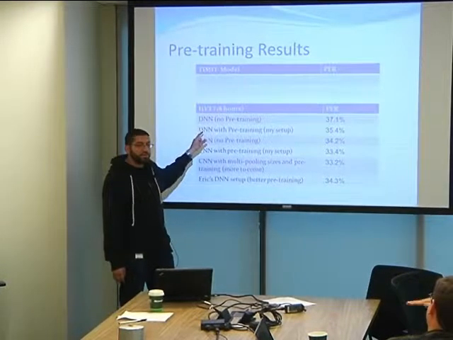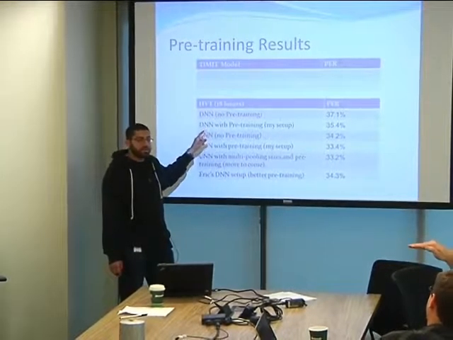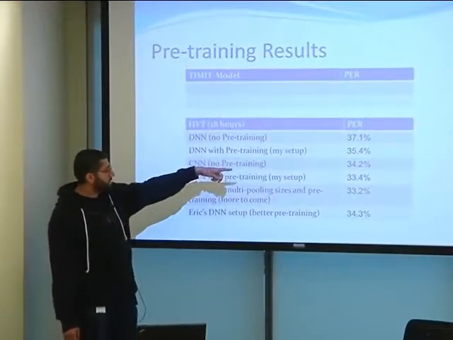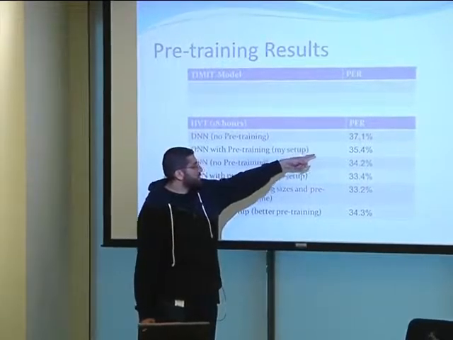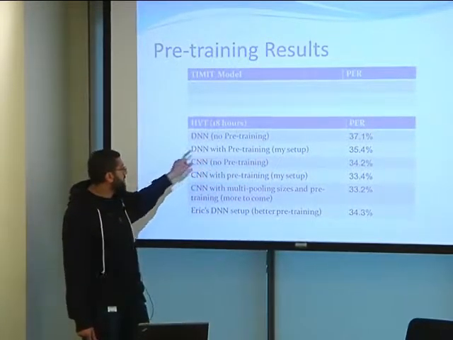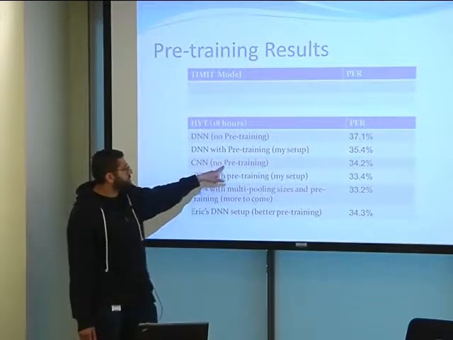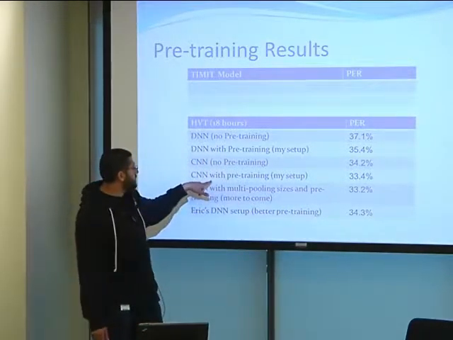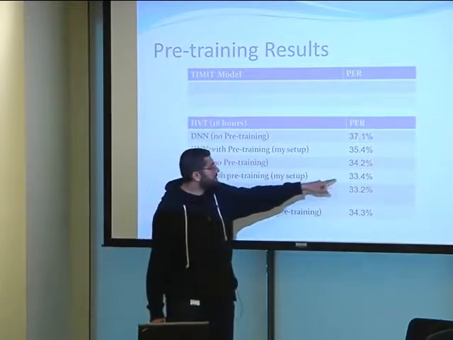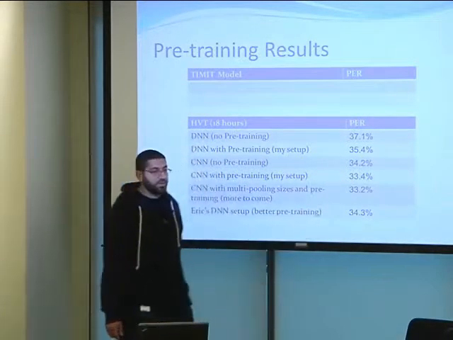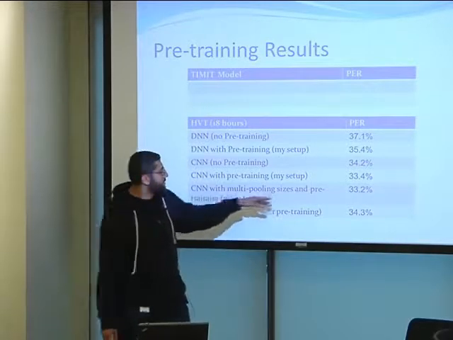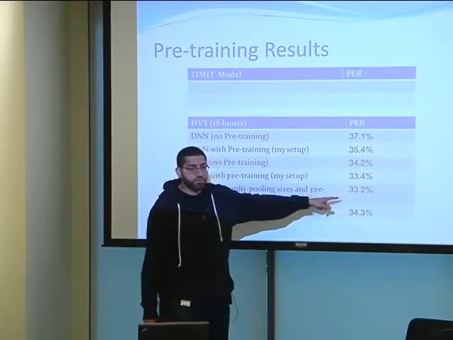Yeah, random. No, random initialization. So pre-training helps from 37 to 35.4 with DNN. With CNN, without pre-training, I get 34.2, and then with pre-training, I get 33.4. And then using the multi-pooling sizes, I get a little bit better, 33.2.